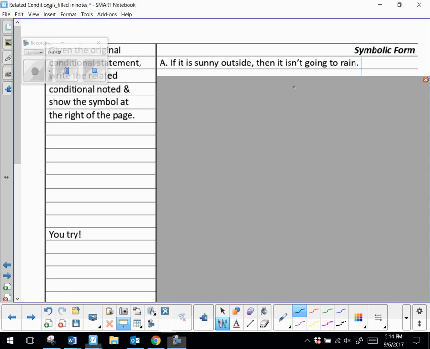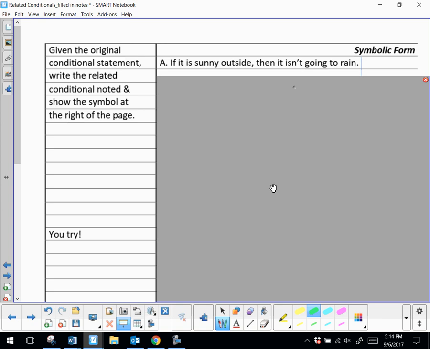All right, so now that we have the definitions of the related conditionals, let's do a few examples. It says, given the original conditional statement, write the related conditional noted and show the symbol at the right of the page. The original conditional they've given to us in exercise A says, if it is sunny outside, then it isn't going to rain.